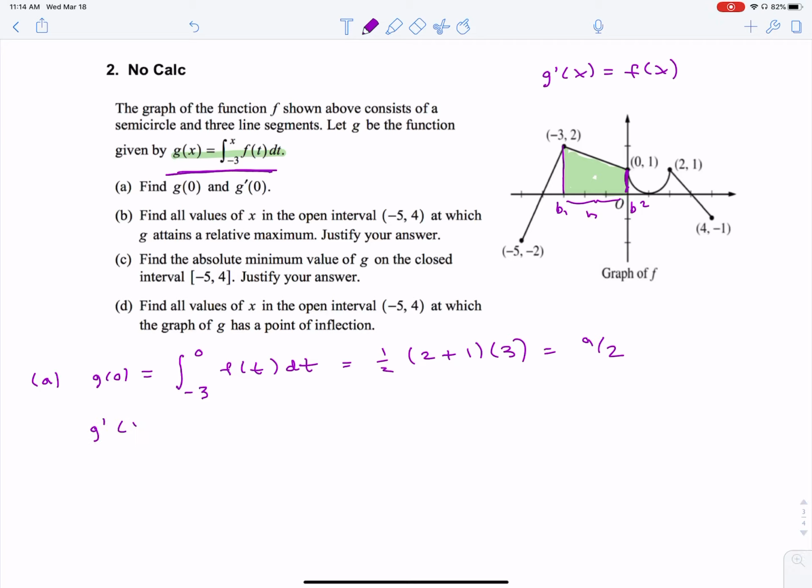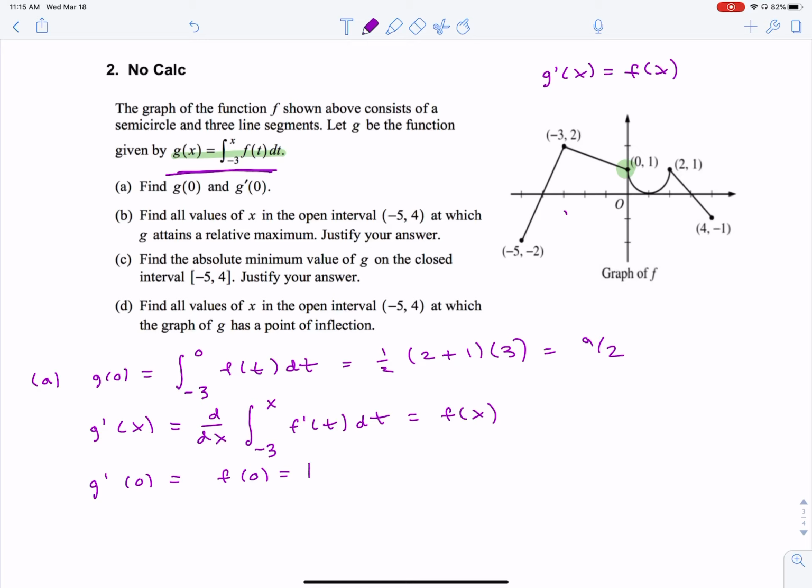So g prime of x is going to be equal to the derivative of this. Now, they didn't ask me to justify it, so if I had been asked to justify it, then this work that I'm doing right here would be really useful. But they did not ask that, so this part is just really for you guys. So this equals the derivative of this, which in this case is going to be equal to that. So they want to know specifically what is g prime of 0. Well, that's going to be f of 0. And f of 0, looking at the graph, is this point right here. So it is 1.